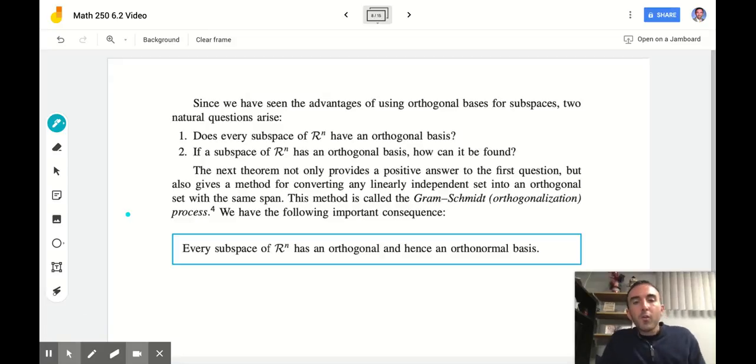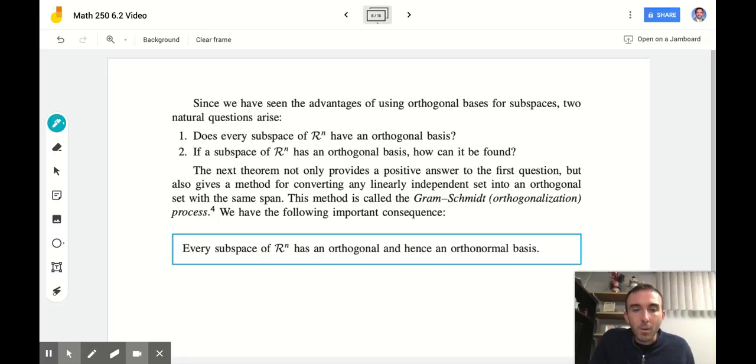The main part of this section answers the following questions. We like orthogonal bases. They're nice to work with. They have some nifty properties. But two questions naturally arise. Does every subspace of Rn have an orthogonal basis? And if it does, how is it found?